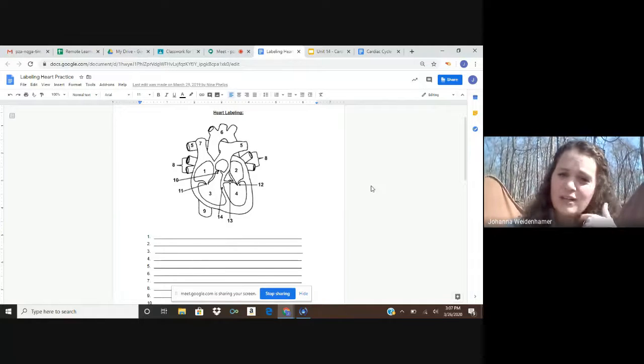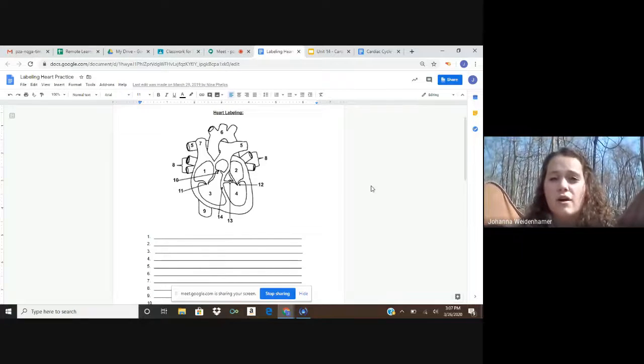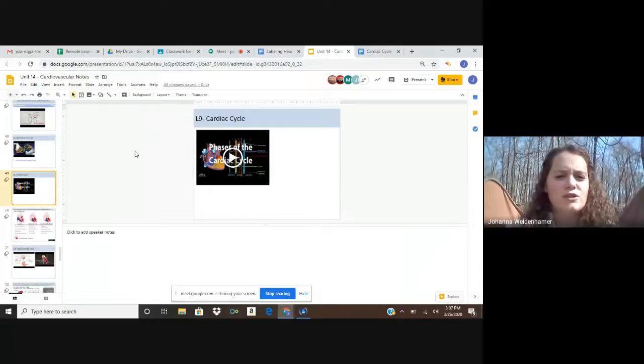Make sure you understand where all the structures of the heart are, what they're doing, and how the blood is flowing through them. So first do that, and then you can come on over to your notes, take out your notes packet, and we can start the cardiac cycle.